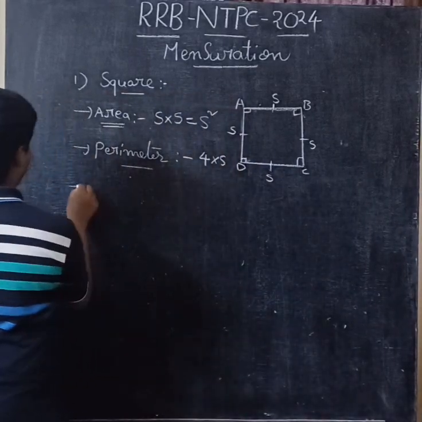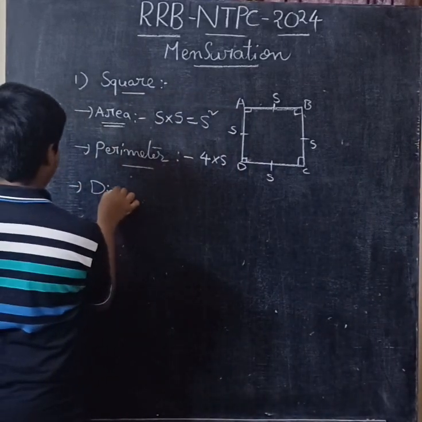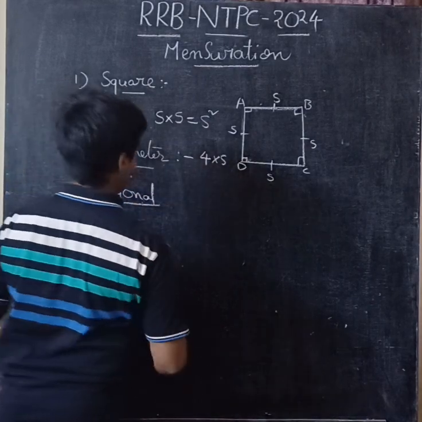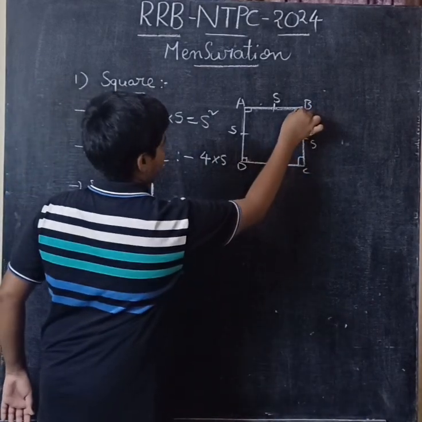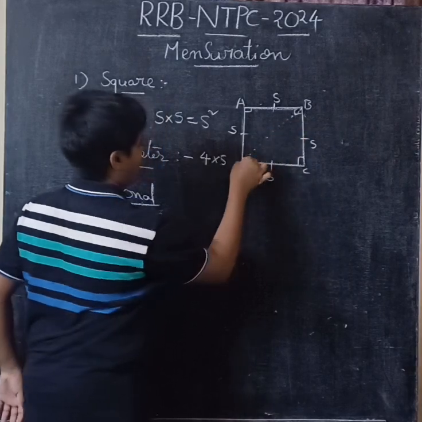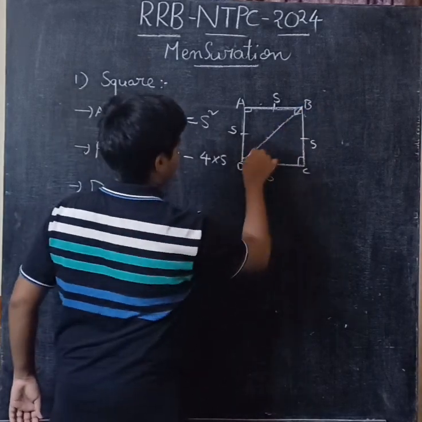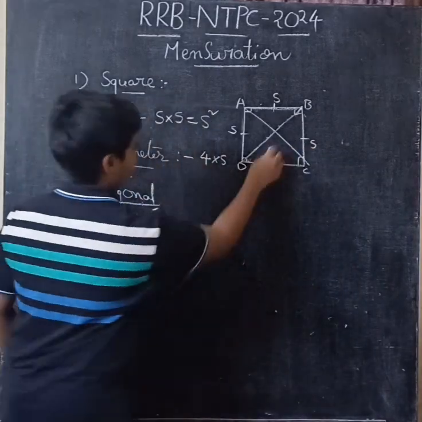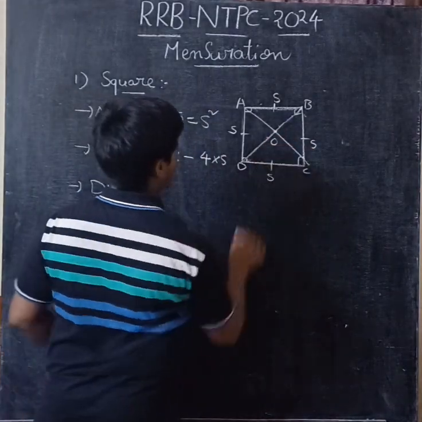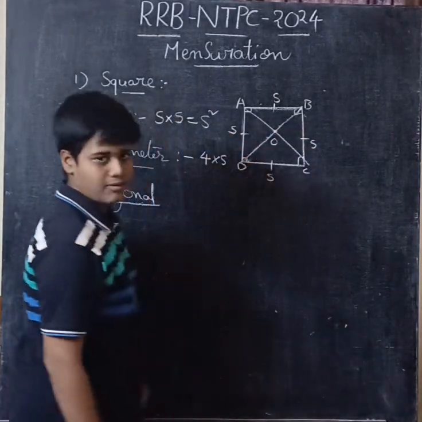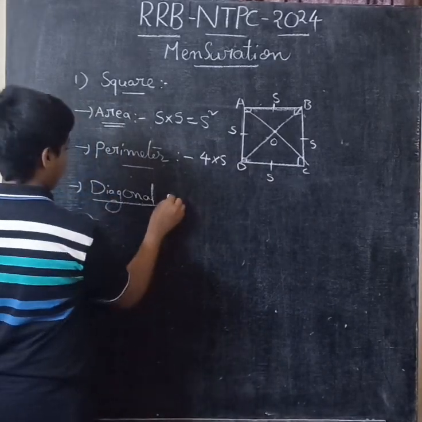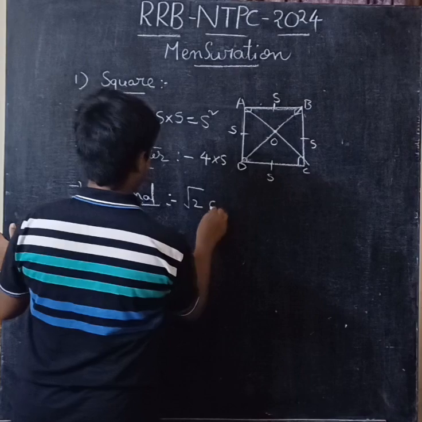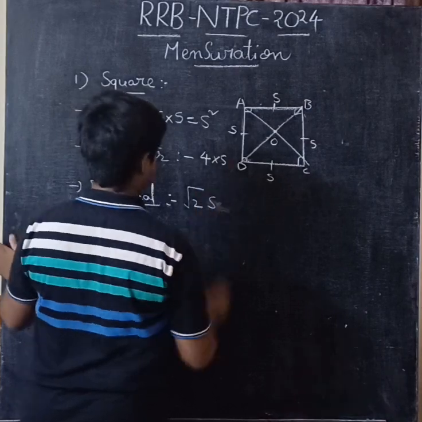And here, diagonal. Diagonal means from one vertex to another opposite vertex. I am taking this as the O point, and these two diagonals are equal. So the diagonal formula here is root 2 into side. Root 2 into side.